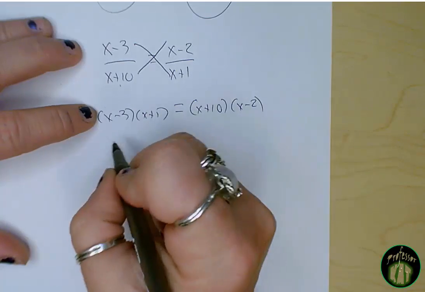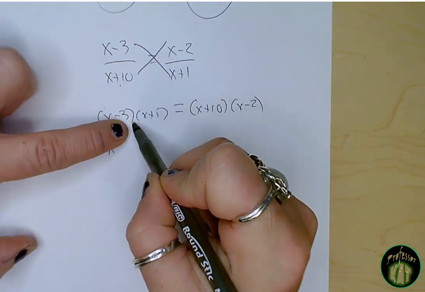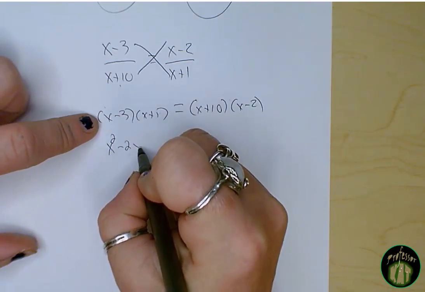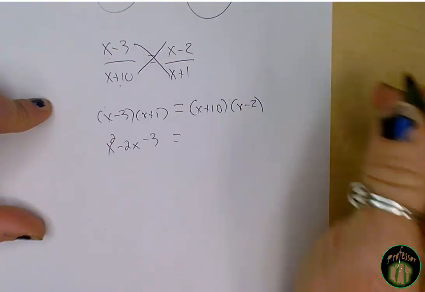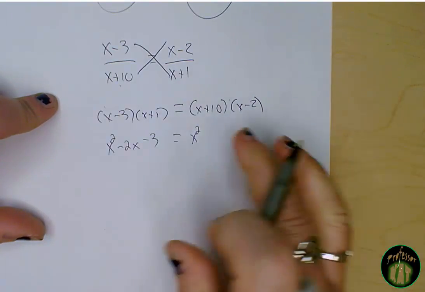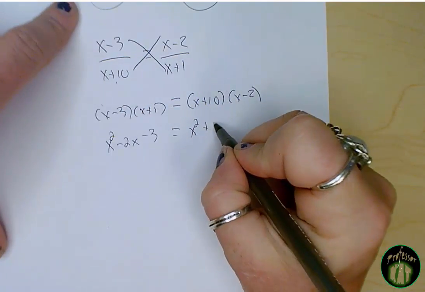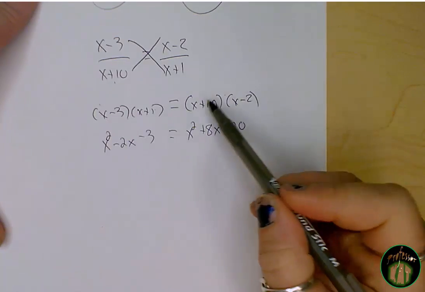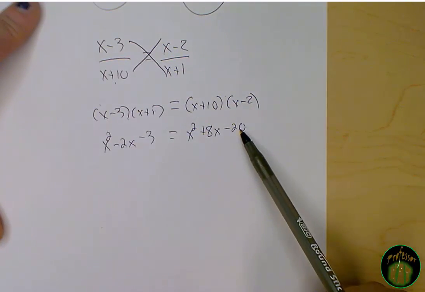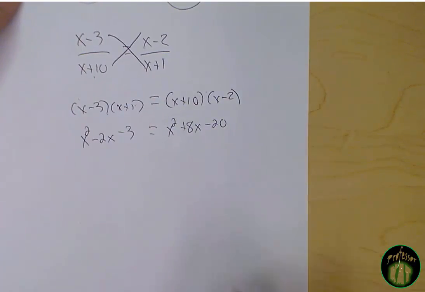When we multiply the left-hand side, we get x squared plus 1x minus 3x, so that's going to be a minus 2x minus 3 when you multiply that out. The right-hand side, when you multiply that out, you're going to get x squared, minus 2 plus 10 gives us a positive 8x, and then minus 20. Or you can fully distribute it out to the side. You should get the same answer here. Otherwise, let's see, we've got to solve this.